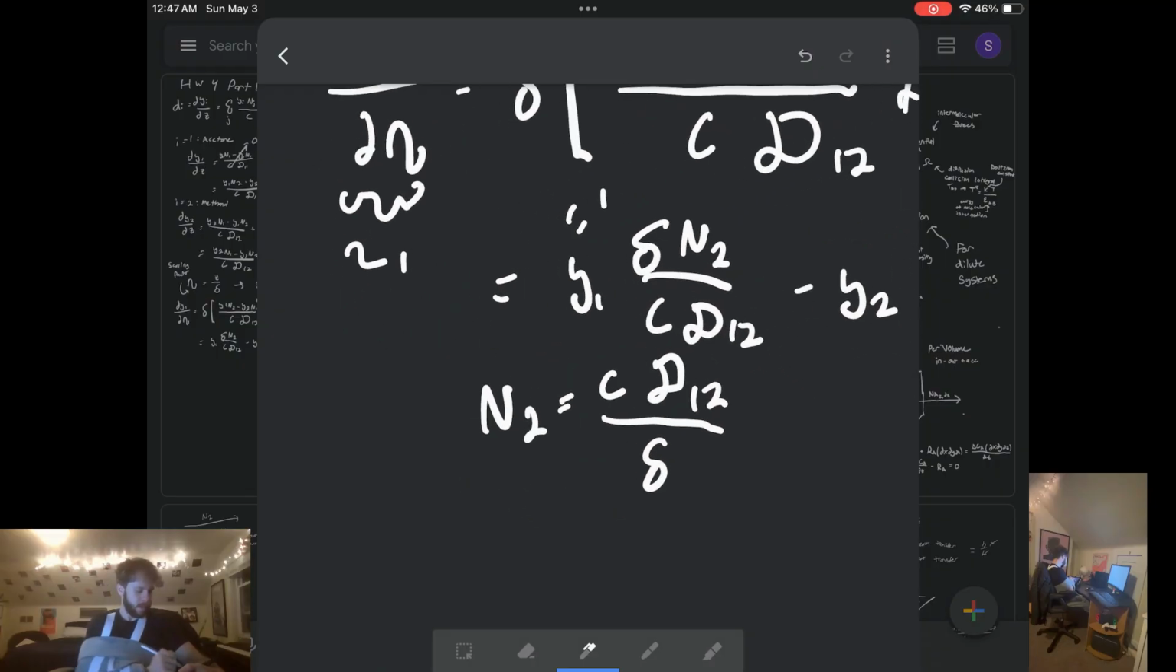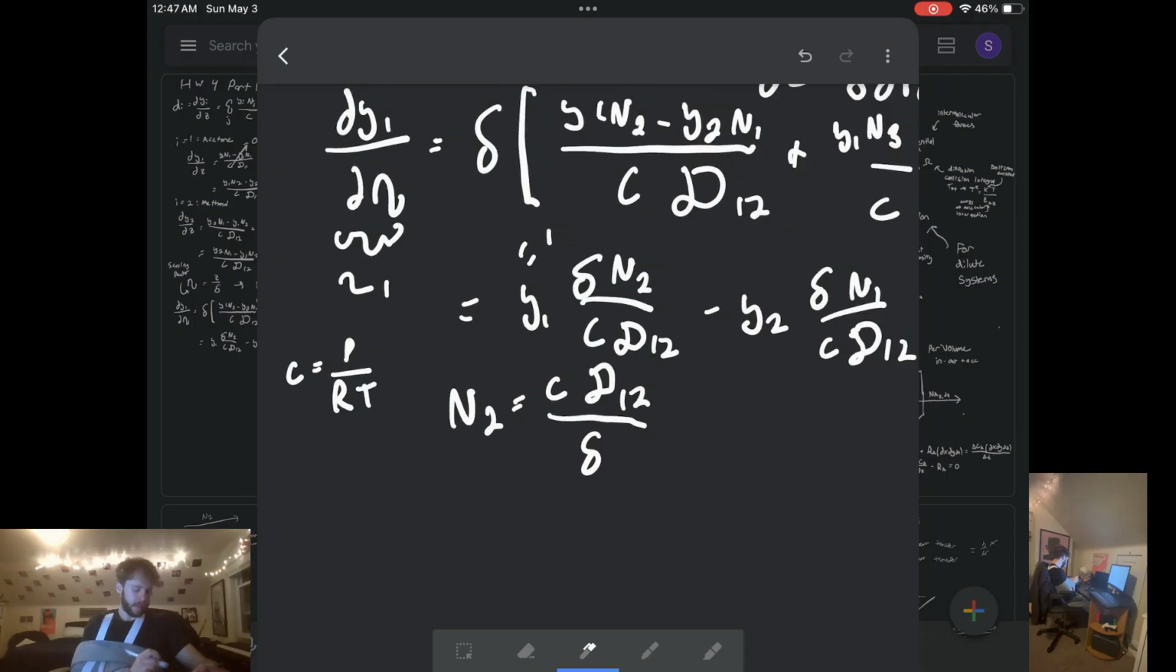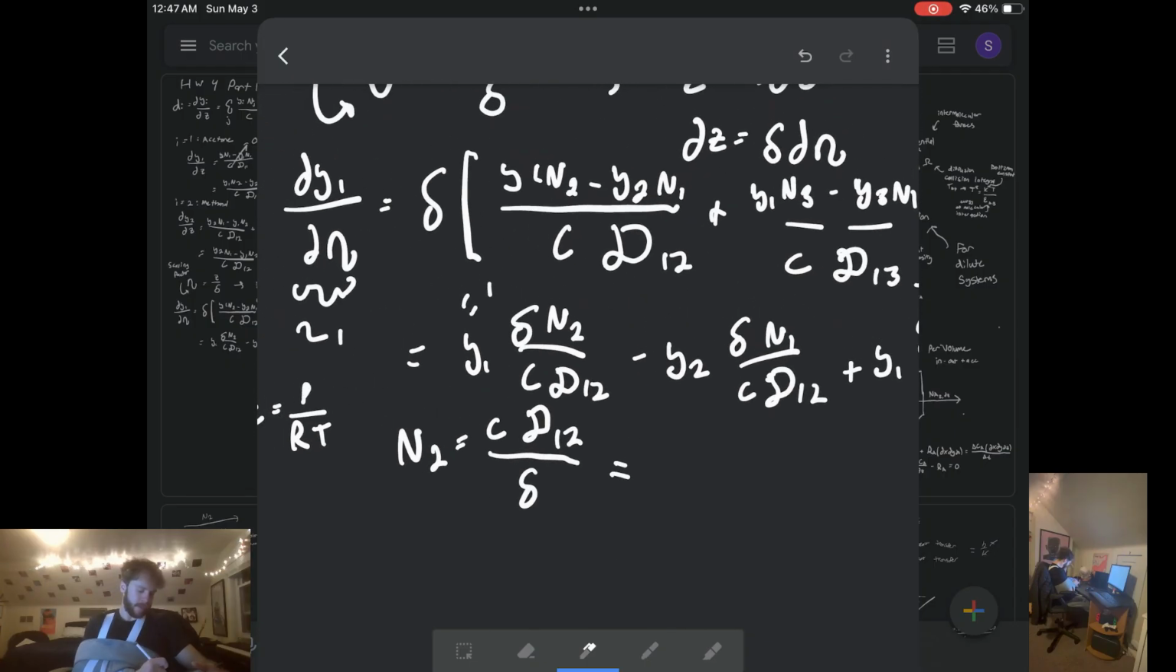We know our concentration is equal to our pressure divided by the gas constant times our temperature. So we can say that this is equal to our pressure times our diffusion coefficient divided by RT delta.